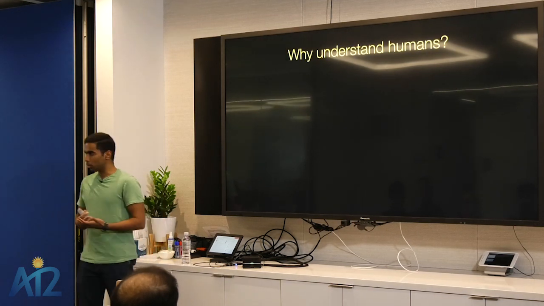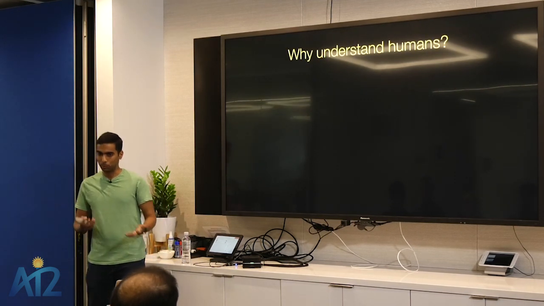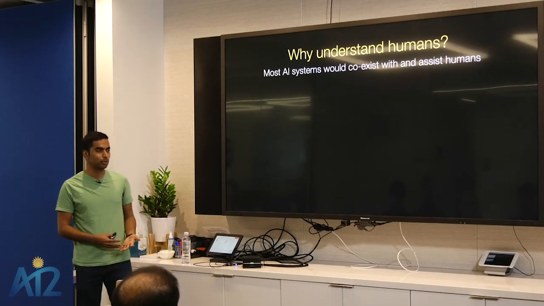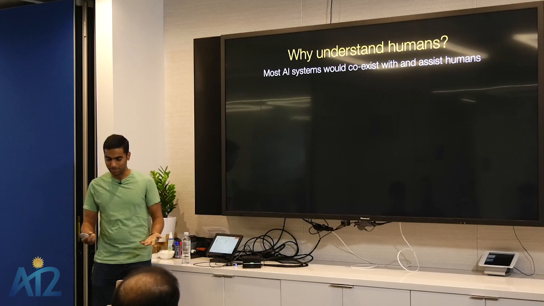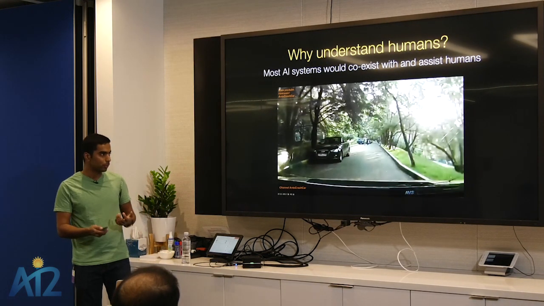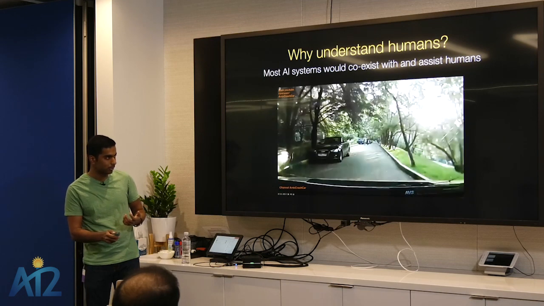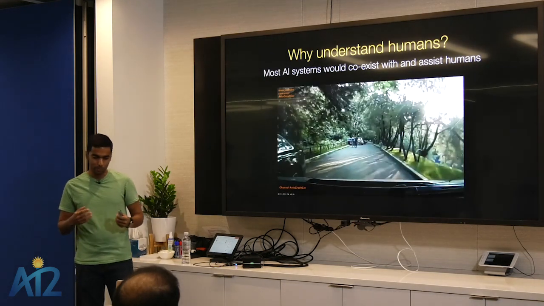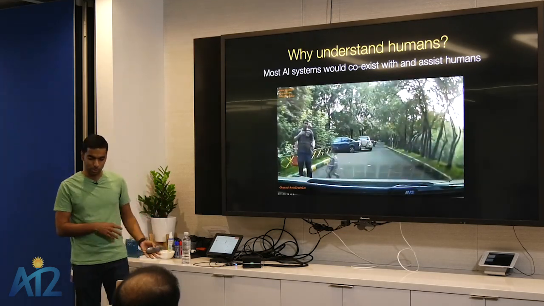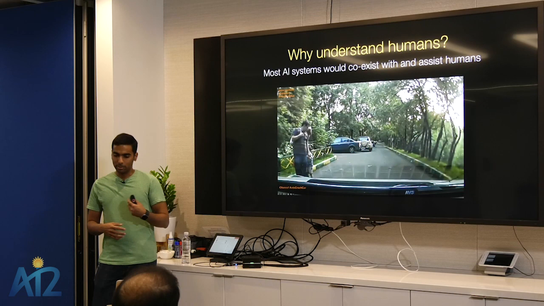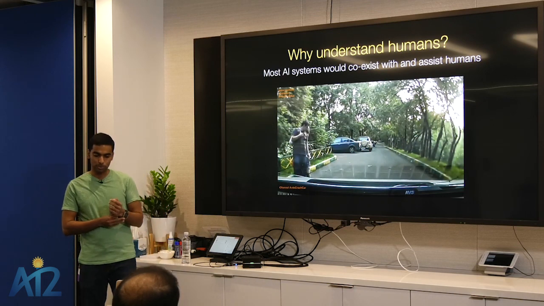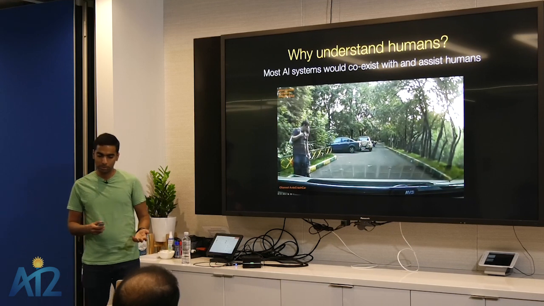All right. Before we start talking about my methods, let's first see why we even want to understand humans. I think the simple answer is that most AI systems will either coexist with humans or assist humans, and in either case, they need to understand humans to be safe around them. For example, if I show you this video of a car driving down the road, we see a couple walking on the left, a child walking on the right, and suddenly the child decides to run across the road towards his parents. In this case, it was a human driver who was able to anticipate this and slow down and stop in time to be safe around the people.